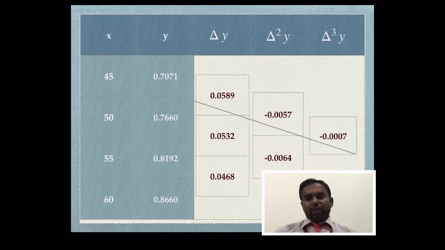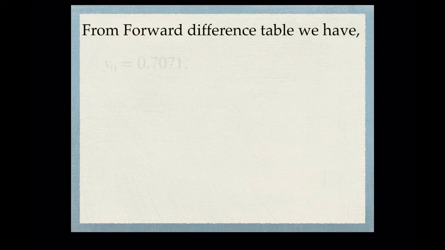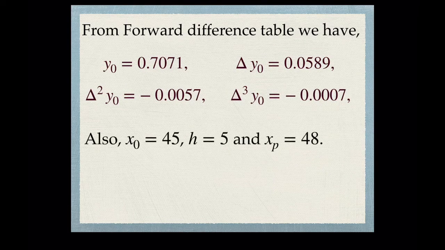Okay. So the observation I am supposed to make here is y0 value is 0.7071, delta y0 is 0.0589, delta square y0 is minus 0.0057, delta cube y0 is minus 0.0007. Okay. With this data, we will just write it properly. From forward difference table we have all this data. Thereafter, I'm supposed to mention that x0 is 45, h is 5, and xp is 48.